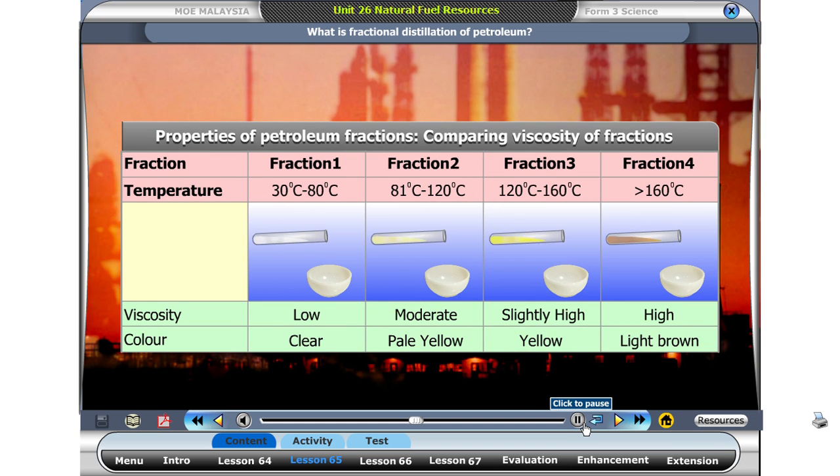How thick is each fraction? Let us compare. The first fraction has low viscosity. The second fraction has moderate viscosity. The third fraction has slightly high viscosity. The fourth fraction has high viscosity.